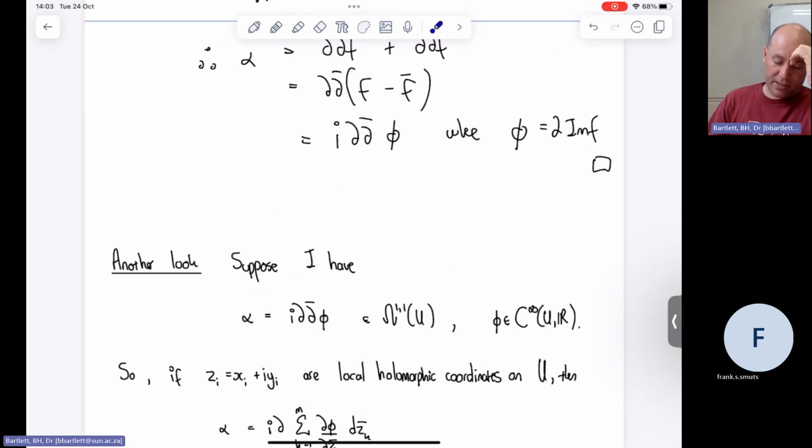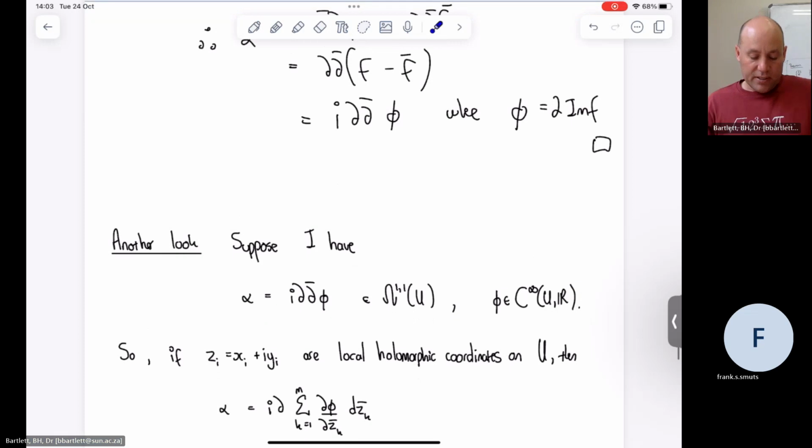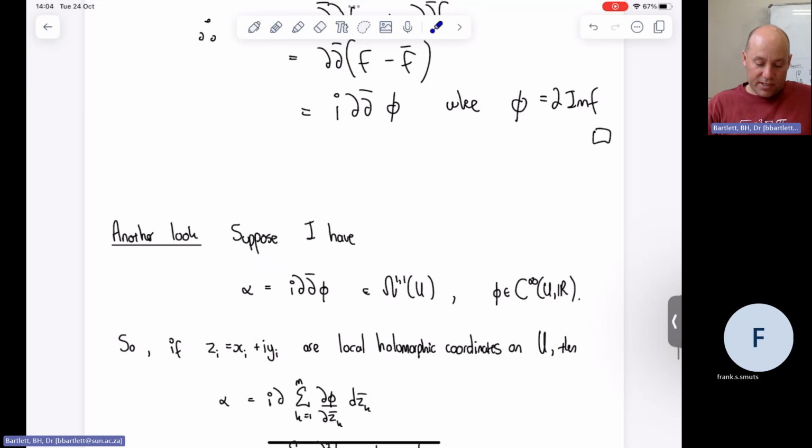So you're starting off with a real valued smooth function phi on an open set U, and then you calculate this double derivative here, i del del bar phi. Well, what's it going to look like? Let's have a look here. Start off by choosing local holomorphic coordinates, z_i, on U, so you can always express that in terms of the real and imaginary parts. Then you can calculate this del bar phi in this way.